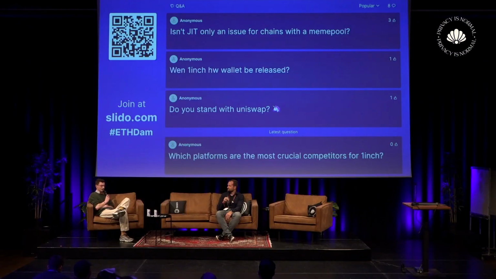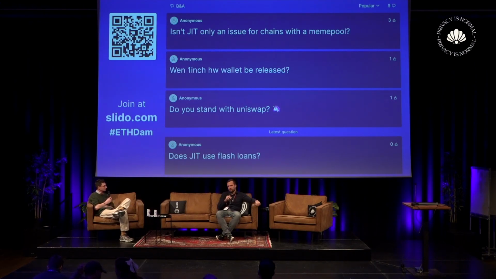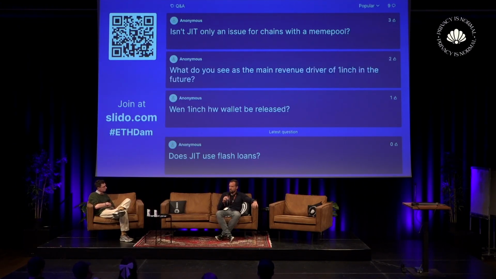Okay. Cool. There's a lot there. And what's next for 1inch? We're currently exploring different opportunities. We are in a research and development phase for multiple different products. We're working in the direction of cross-chain actions for users. We're working on intents.